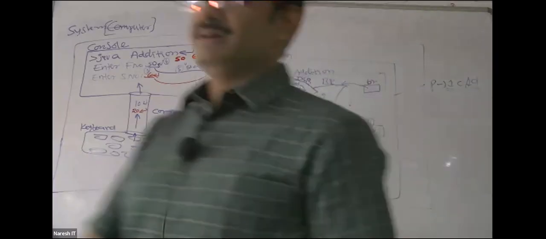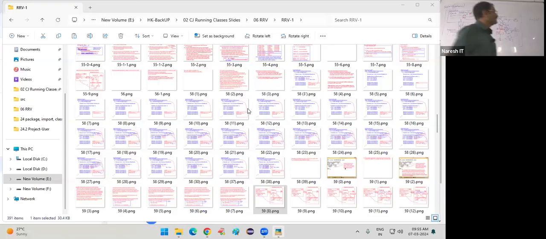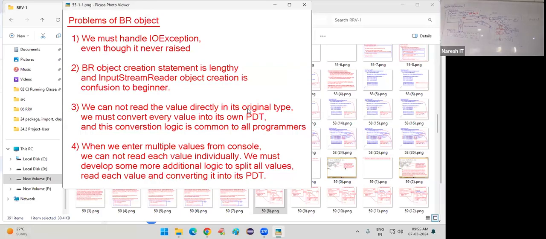No. You have to write extra code. Observe: when we enter multiple values from the console, we cannot read each value individually. We must develop some additional logic to split all the values, read each value, and convert it into a primitive data type. This extra logic I should write, you should write, everyone should write.